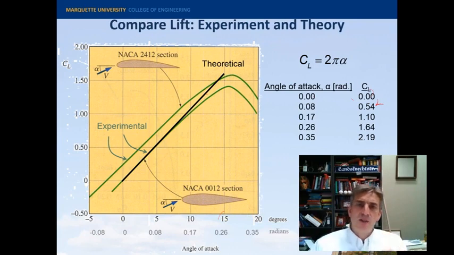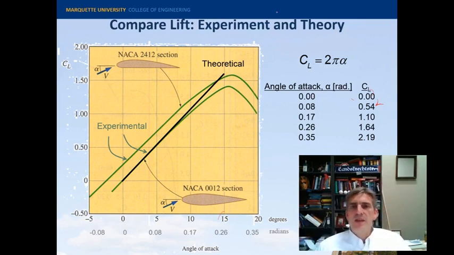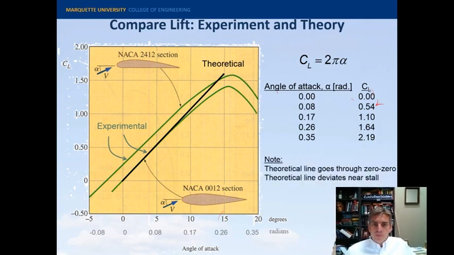So also, of course, the theoretical solution doesn't predict any kind of stall, so this just goes on forever with a slope of 2 pi. That's pretty good, though, for irrotational theory. So I think I mentioned those two. There is no stall for the theoretical line, and the theoretical line goes through 0, 0.